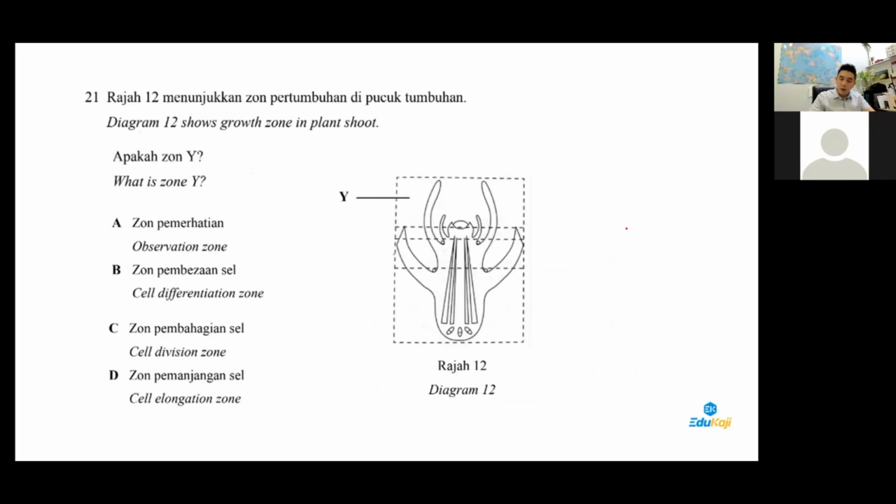Okay, so guys, we are entering questions to do with Form 5. Now, 21 here. The first part is considered the cell division zone, then this is the elongation zone, then this is the differentiation zone. All these are mature tissues. Okay, 21C.